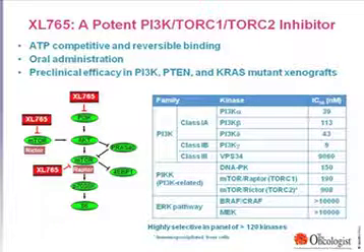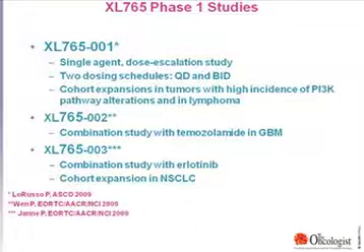Now, moving to the other compound, XL765, that's a dual mTOR PI3 kinase inhibitor. It's a catalytic inhibitor of TORC1 and TORC2, so a broader anti-target spectrum, if you will. And again, it's oral and has preclinical efficacy in a variety of models, regardless of PI3 kinase, PTEN, and RAS status. There are a number of clinical trials in phase 1.